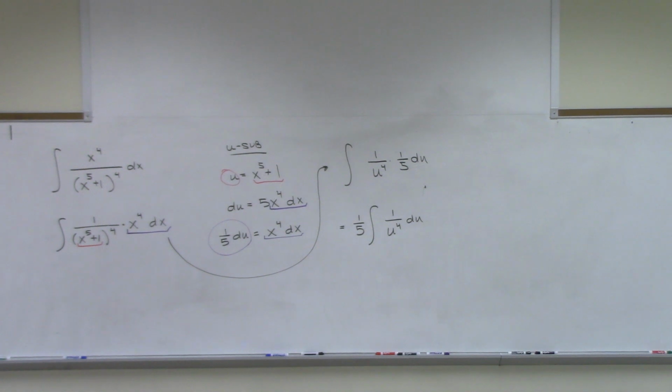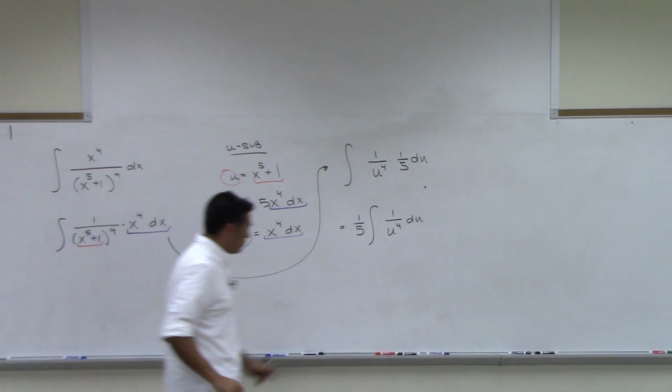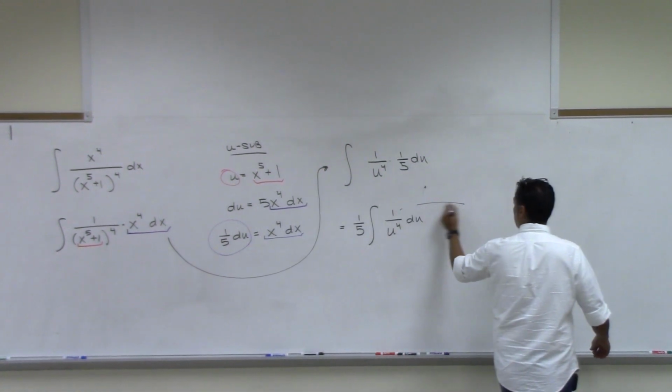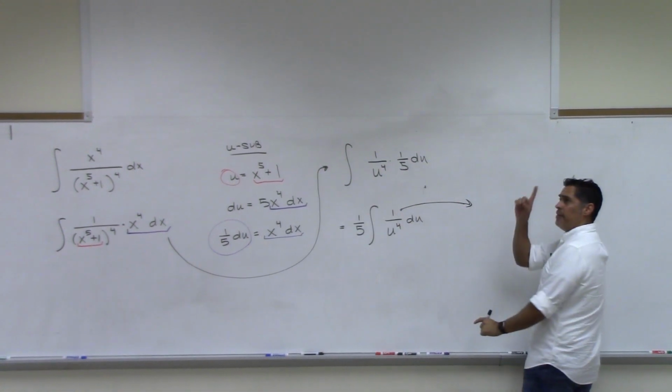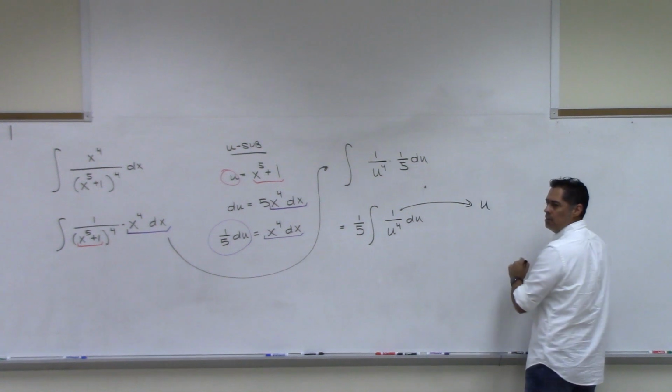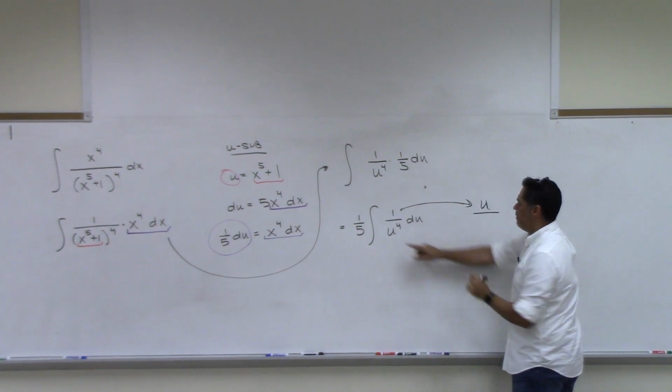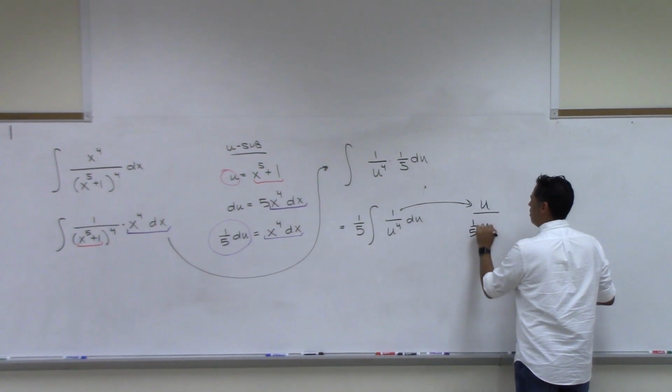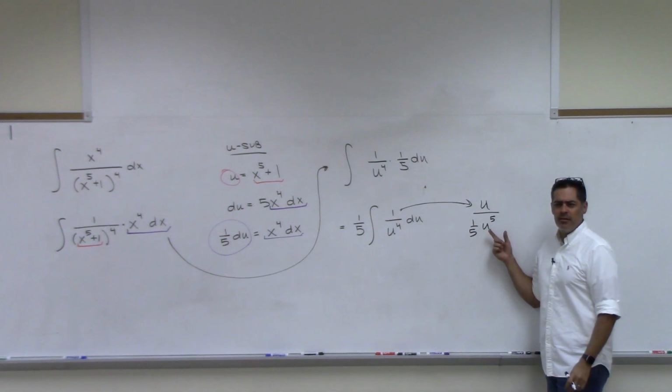How do you find the antiderivative of that? Because that's where we are, right? I mean, that's where we are. What can we do? Let me ask you this. Can you just say, oh, the antiderivative of that up there, the antiderivative of 1 is u, and then the antiderivative of the bottom is 1/5 u to the 5th? Am I allowed to do that?